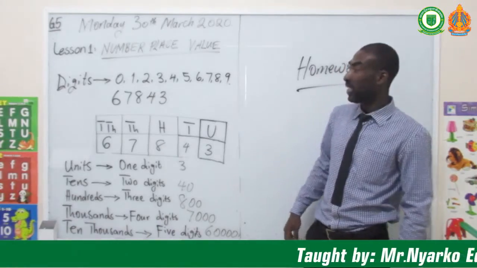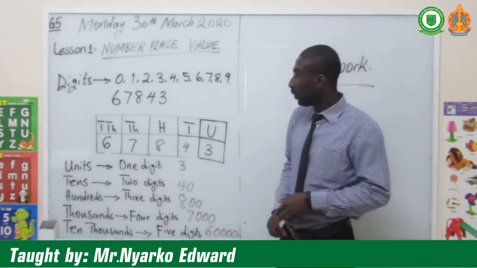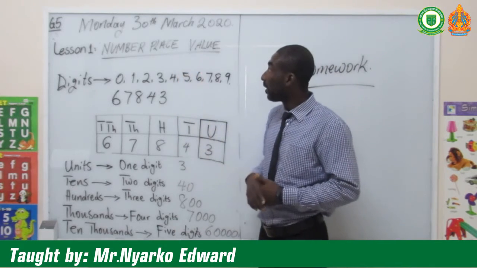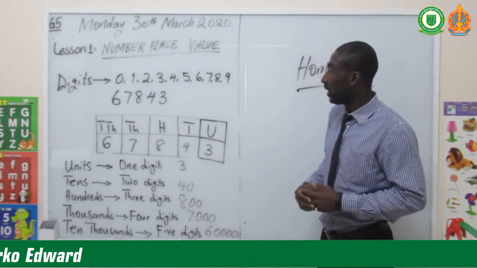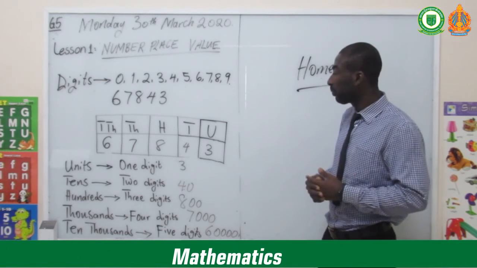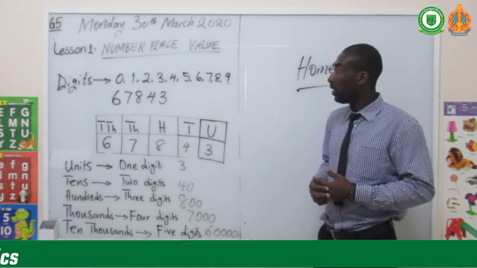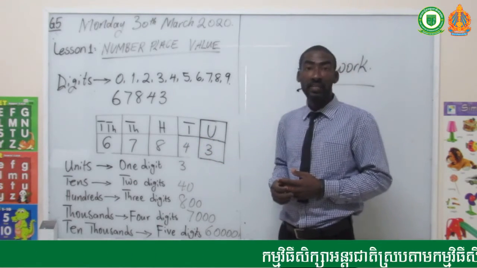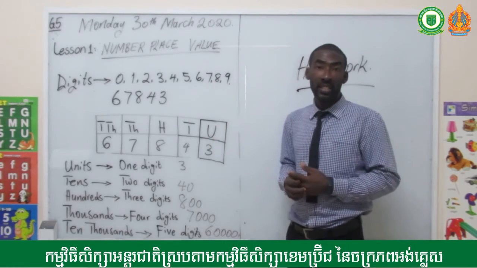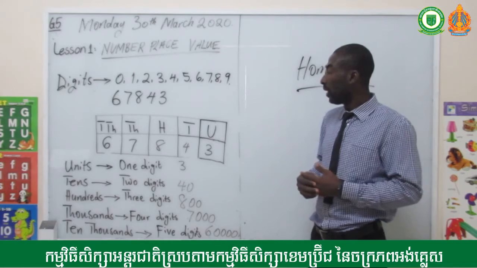Welcome back. This is the last part of our video, and we are still looking at our place value of numbers, the value of each number in a larger number. I believe that you've learned something very good today, and you'll be able to identify the value of each digit or the value of each number in a larger number.